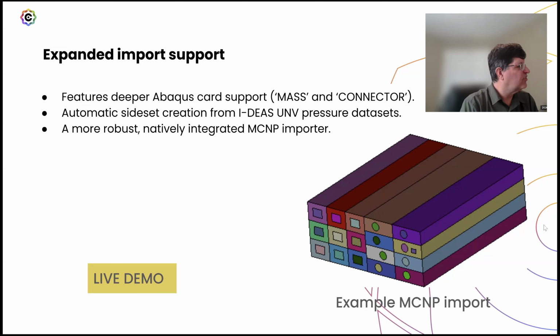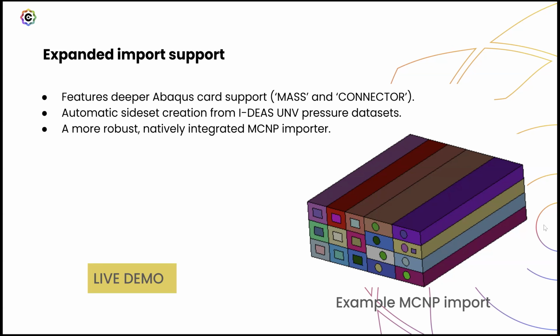We've expanded import support. There's some additional Abaqus support to support mass and connector cards as they come in. For Ideas Universal format, pressure data sets in the Ideas Universal format now create side sets in Cubit correctly. The other one is we have natively integrated the MCNP importer into Cubit such that it is now much more robust. It doesn't go through an extra layer. I did a lot of debugging on this so that all the MCNP examples actually work.